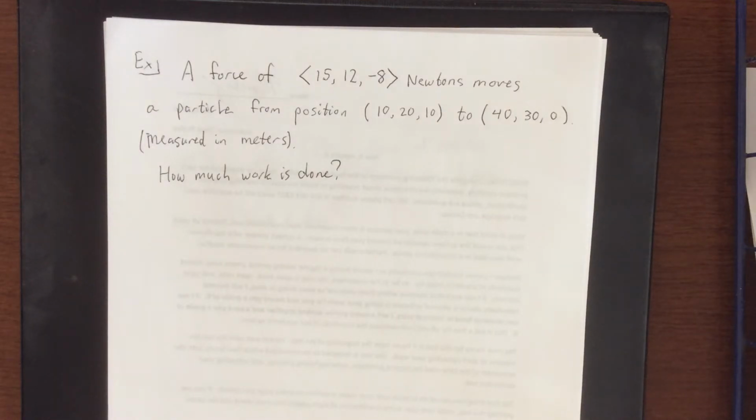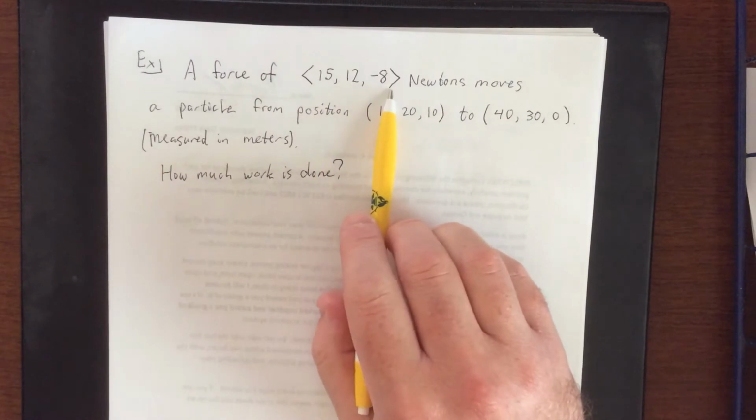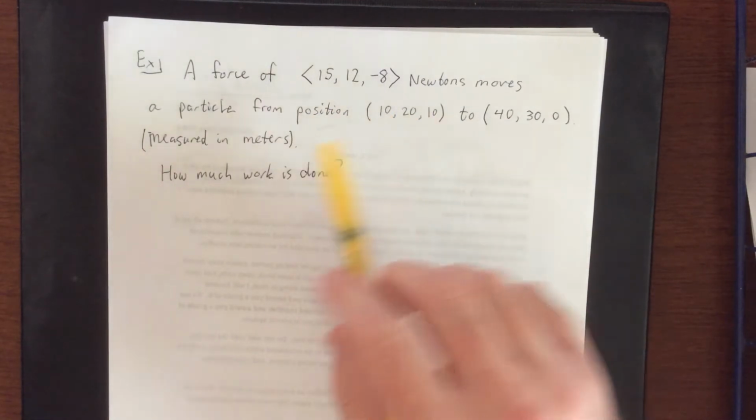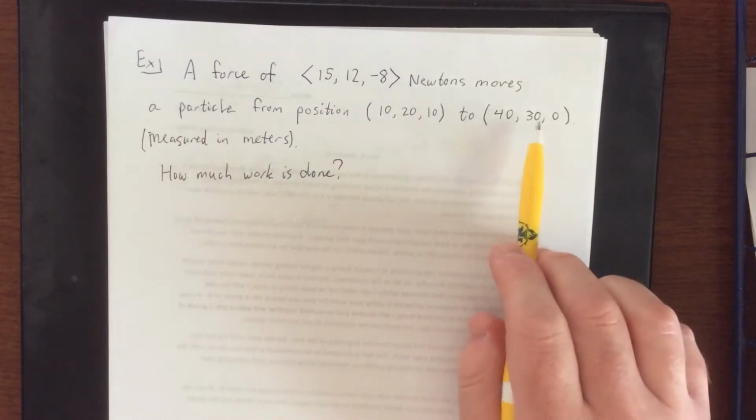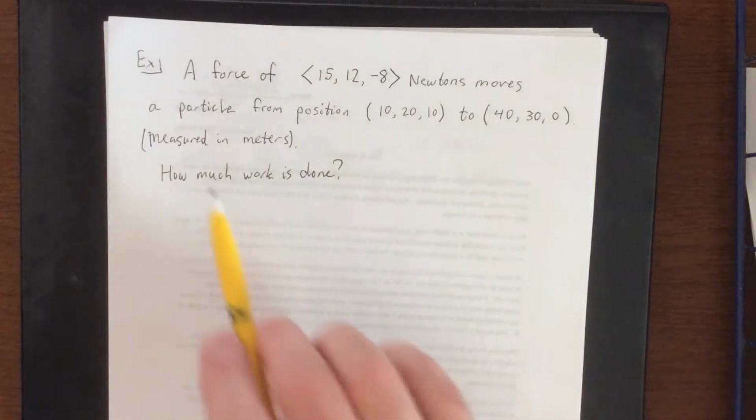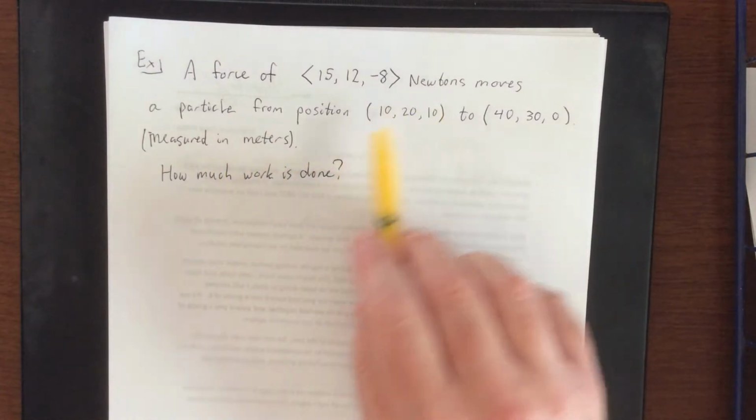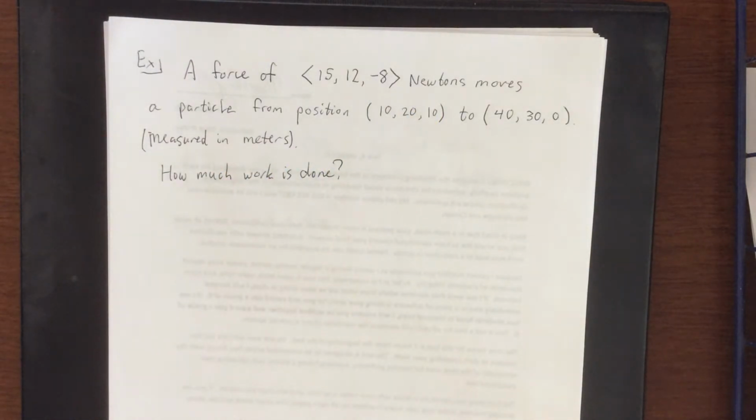Next up, we'll try out a couple of application problems involving calculating the amount of work that gets done. So let's assume for a moment that we're in the 3D world and a force with a vector of 15, 12, negative 8 newtons moves a particle from position 10, 20, 10 to position 40, 30, 0. That'll be measured in meters, so that when we take the newtons times the meters, we'll have Newton meters or joules. So the question becomes, how much work is done?